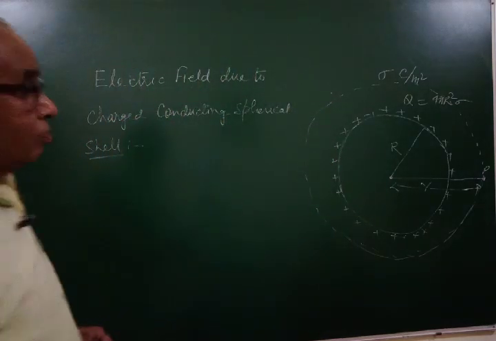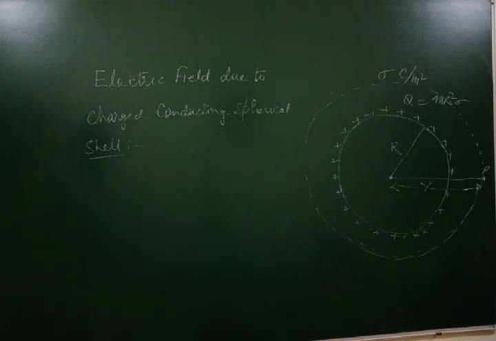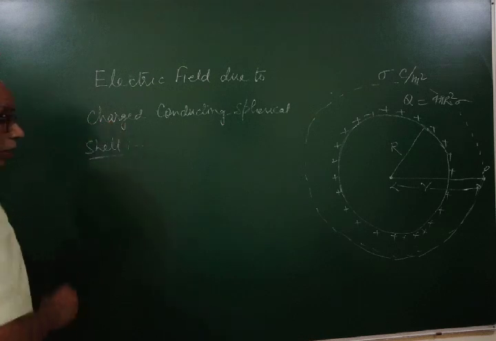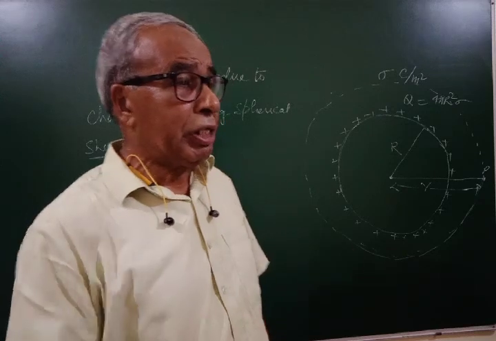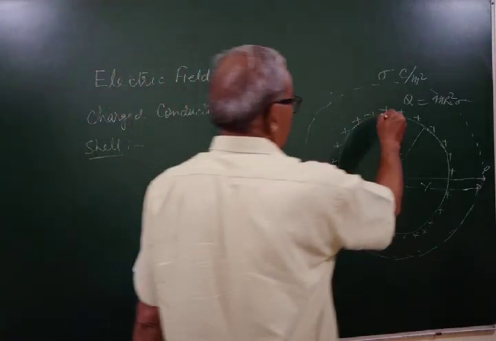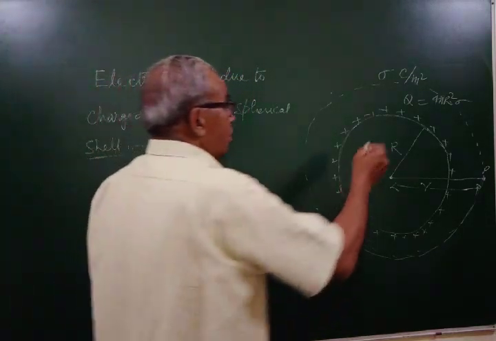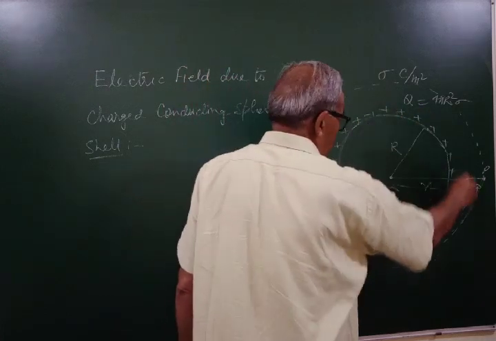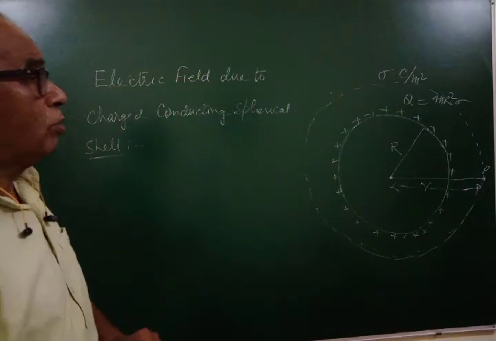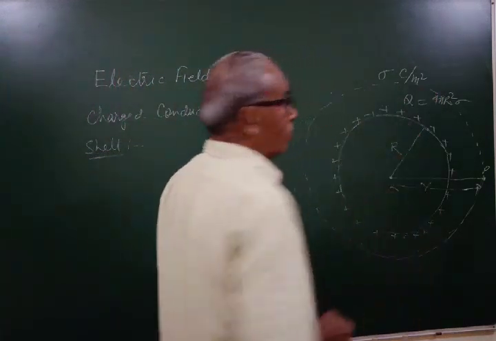Here it is: the electric field due to a charged conducting spherical shell. Shell, you understand, is a hollow sphere of thin skin, meaning the outer radius and inner radius are supposed to be the same. If we give charge to this conductor, it gets spread over the whole surface uniformly. Let the surface charge density be sigma coulomb per meter square.